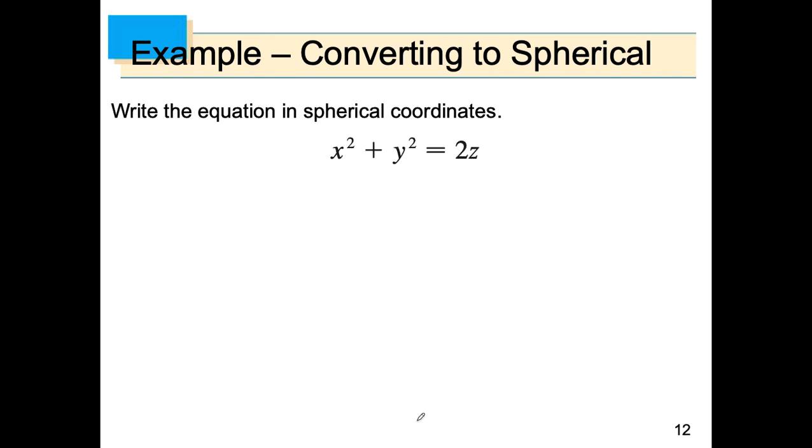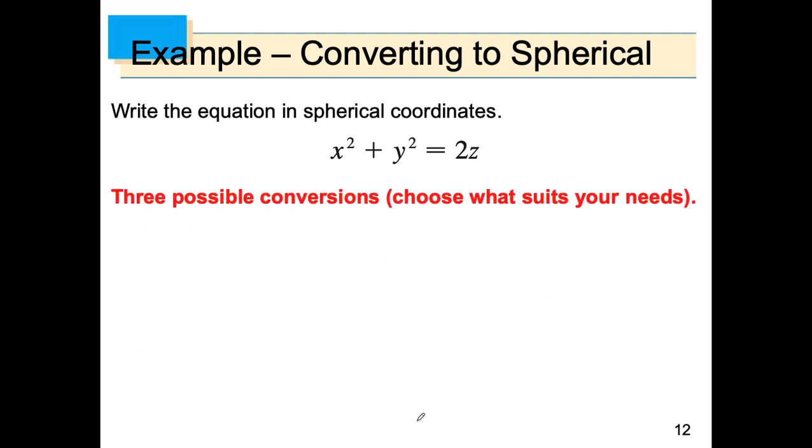I'll give you another example to help you understand. So for example, with this one, we're going to write this one in spherical coordinates. And for this particular problem, there's actually 3 possible conversions. And once again, it's going to be your job to choose which one will suit your needs for that particular problem.